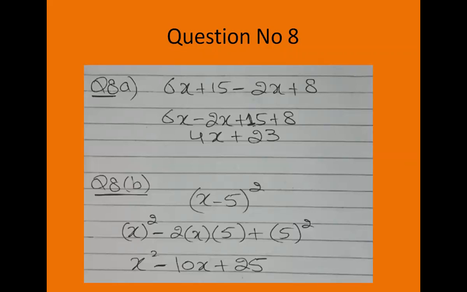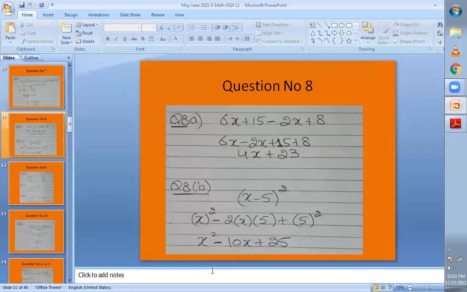Okay, the next one is question number 8, and it's B part. Here we have to expand this x minus 5 whole square. So I will use the formula a minus b whole square is equal to a square minus 2ab plus b square. Square of the first term, minus 2 into the first term into the second term, plus square of the second term. So it will be x square minus 10x plus 25. Hopefully you understand how we have done this. Question number 8.